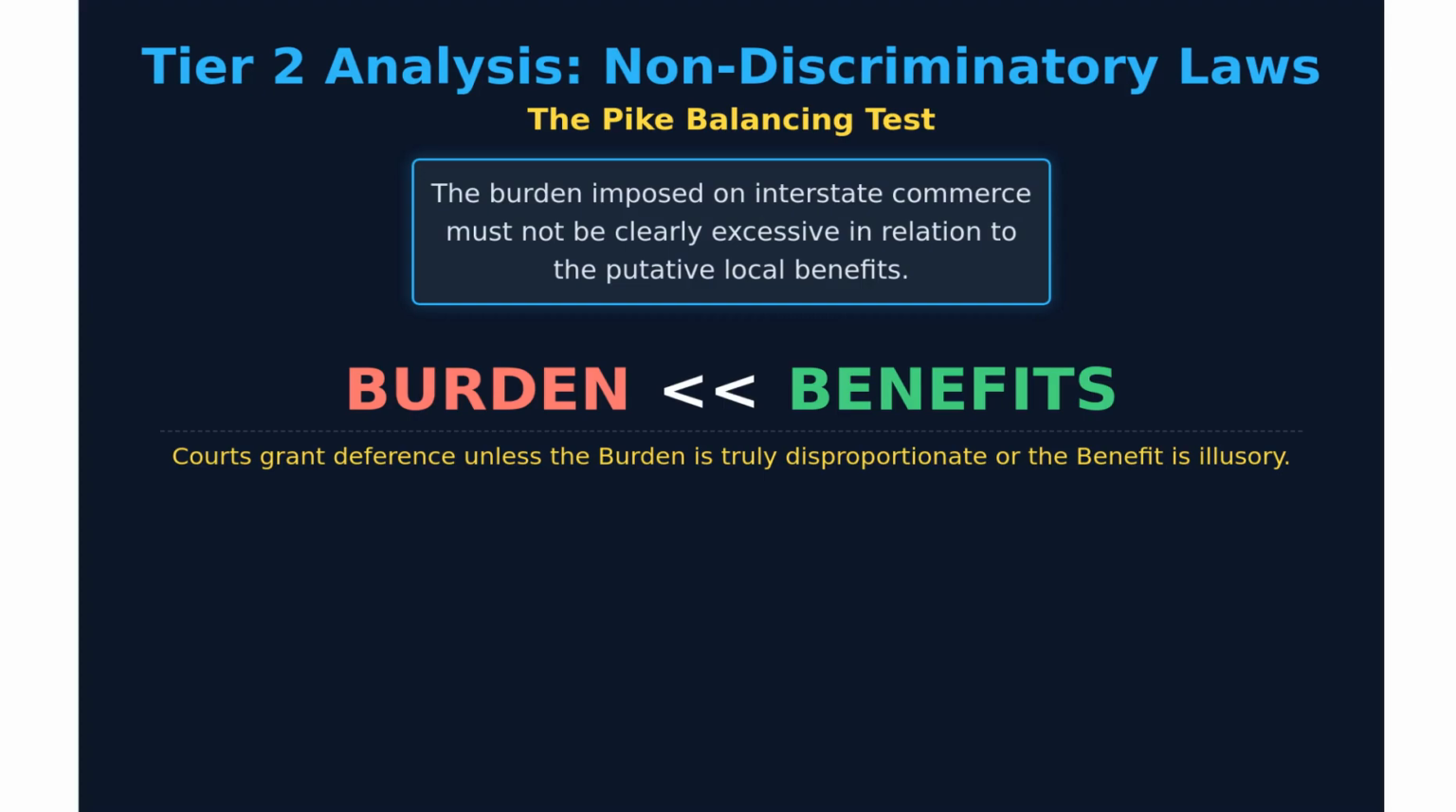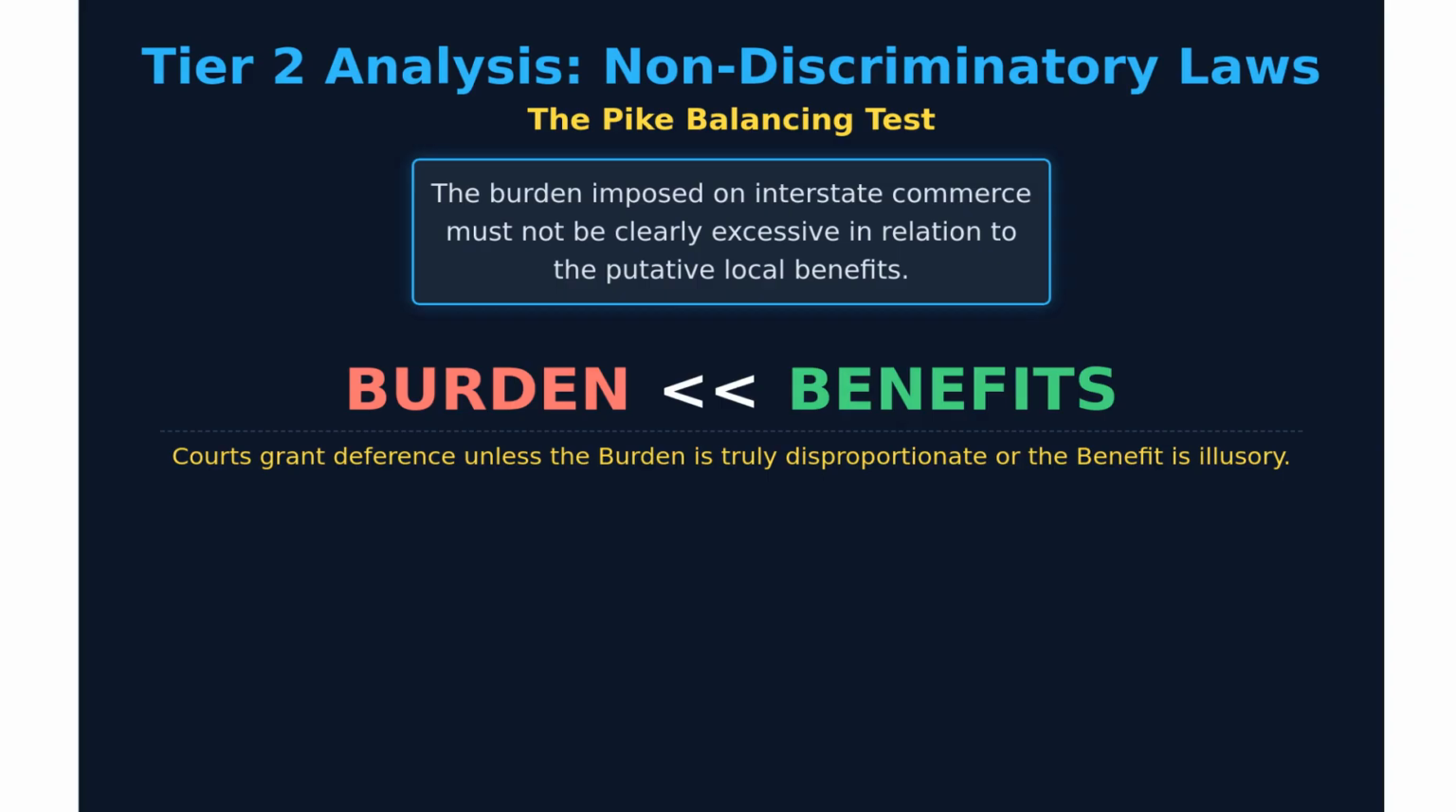Now that we have navigated the traps of facial and substantive discrimination, we transition to the second tier of Dormant Commerce Clause analysis. This tier applies when a state law is deemed facially neutral and lacks a clear protectionist purpose or effect. We are now examining laws that regulate commerce incidentally, rather than intentionally targeting it.